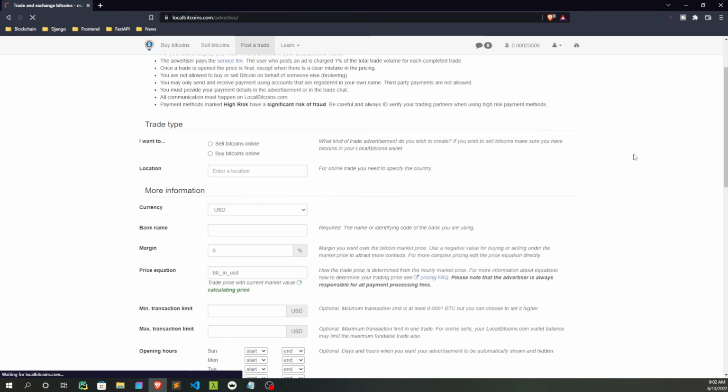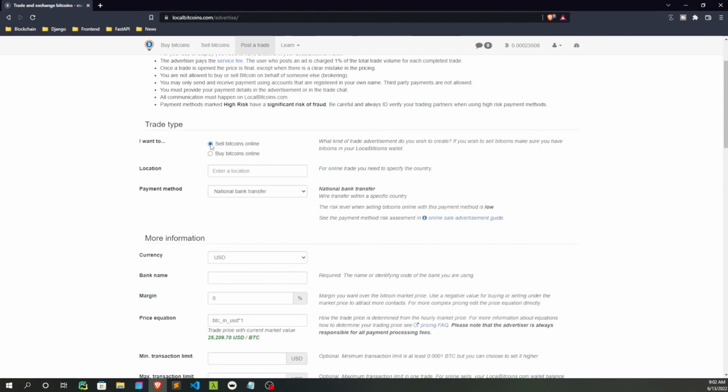Now that we bought some Bitcoins, we can actually sell. Remember, as I was telling you, the difference between buy and sell. Now, when you're creating a sell advertisement, you will appear on the buy page. This is very important. Most people confuse between buying and selling. So now you want to sell Bitcoins. Your ad will appear on the buy page.